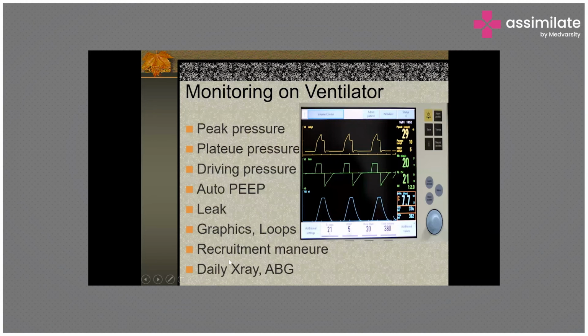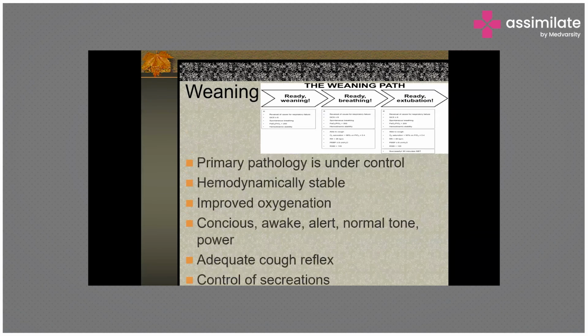And then recruitment maneuver is given to those patients who are extremely hypoxemic ARDS patients. Any patient on ventilator needs a daily X-ray. If there is any change in the oxygen status of the patient, daily X-ray is mandatory. Otherwise, if there is no change, X-rays can be done as and when required. And daily ABG should be done to assess the oxygenation status, and ventilation status in the form of carbon dioxide levels should be monitored daily.